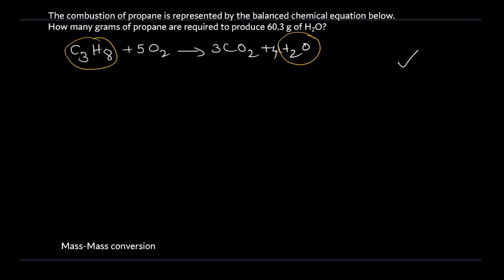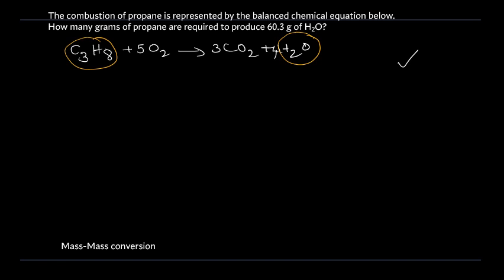Now let us see another conversion, that is mass to mass conversion. Even in mass to mass conversion, first we have to convert it into moles so that it will be easy for us to connect with the balanced chemical equation. So the combustion of propane is represented by the balanced chemical equation below. How many grams of propane are required to produce 60.3 grams of water?